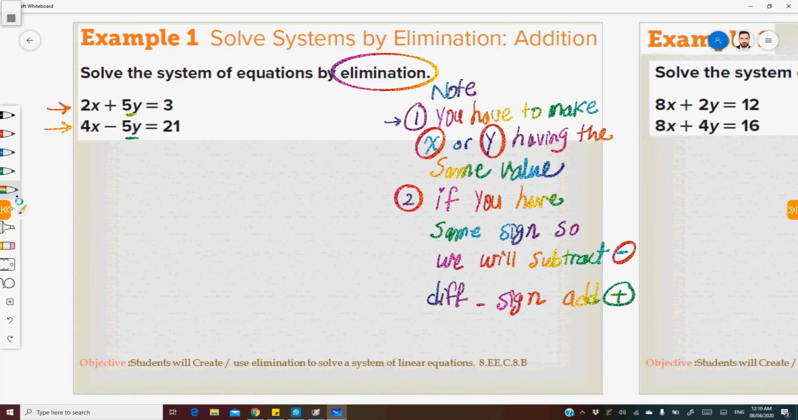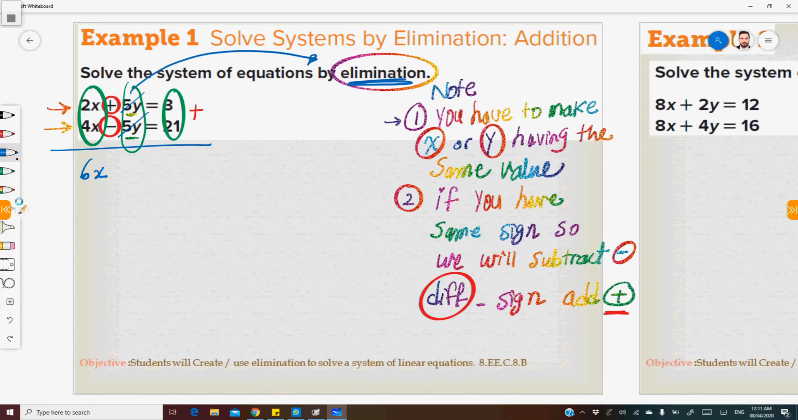Okay, mister, we do not understand this note. Please explain to me. Look here, guys. I have different signs. Here I have plus and here I have minus. Different signs, plus and minus. So if I have different signs, what do I have to do? I will do addition. How can I add? I will add number with number, y with y, x with x. So let me add 2x plus 4x equals 6x. And when you add similar numbers having different signs, you will eliminate.